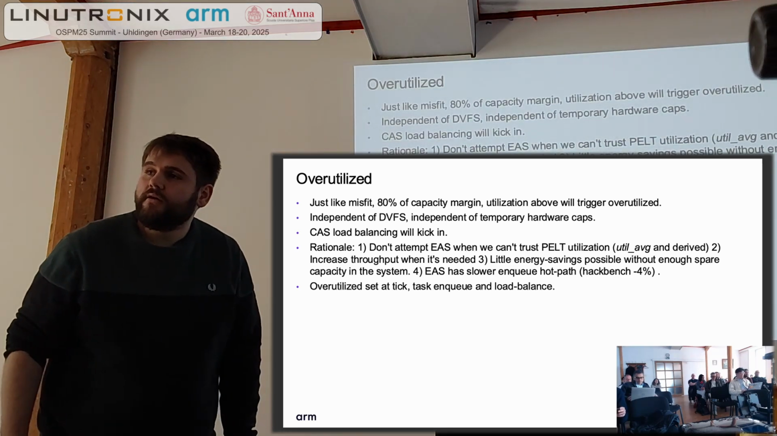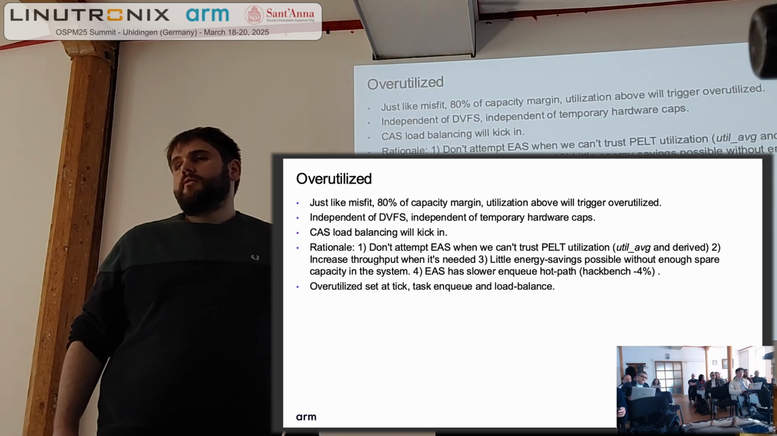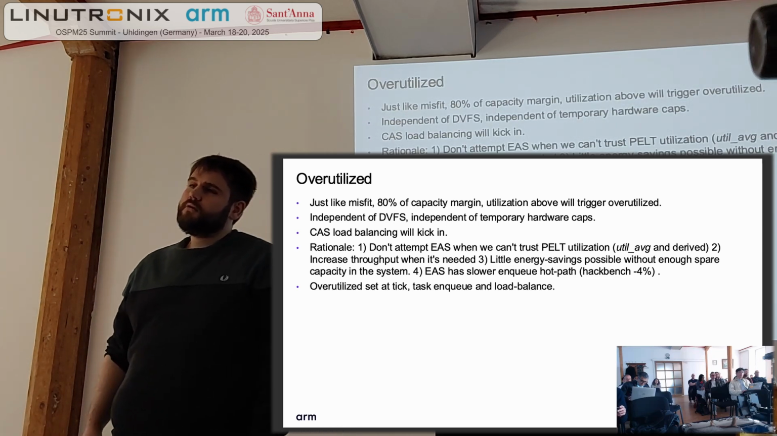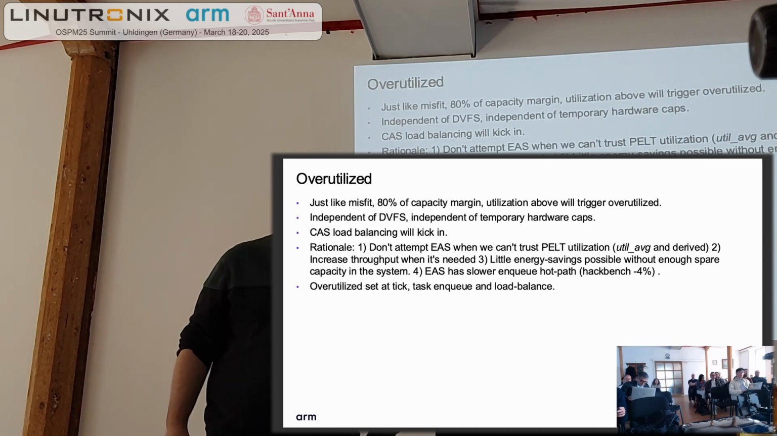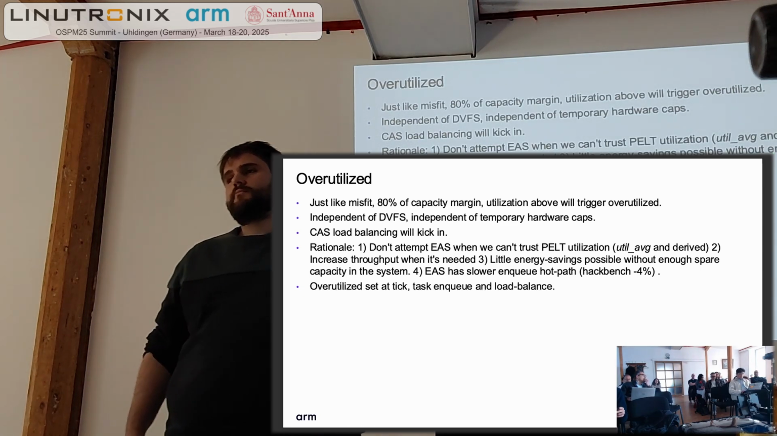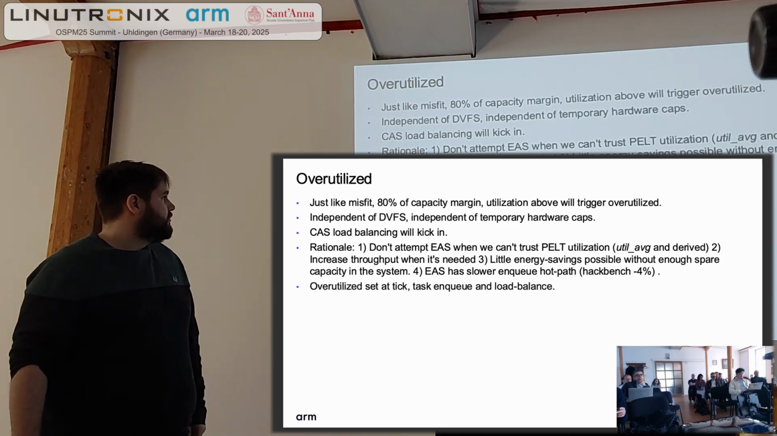I was curious why utilization is not accurate enough when you're overutilized, because I would think that when you're utilized a lot, the decay would be lesser, so the signal should be close. If you can elaborate, why is it not reliable?